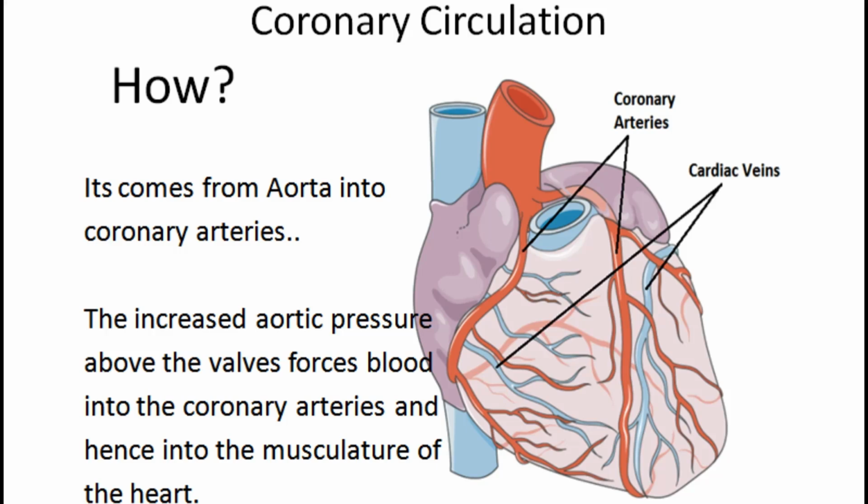How does it happen? See, during diastole, the increased aortic pressure above the valves forces blood into the coronary arteries and hence into the musculature of the heart. Now I have used one word, diastole. To understand what is diastole, I will give you one simple task. Keep your hand on your chest.